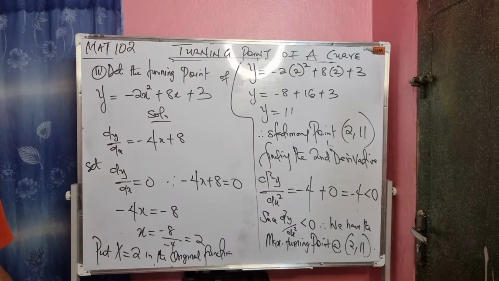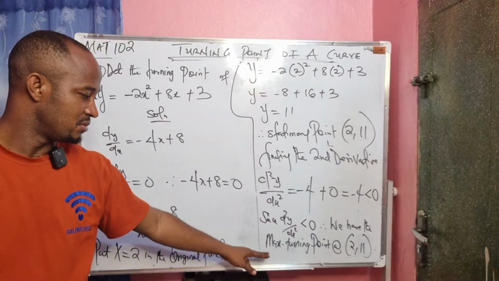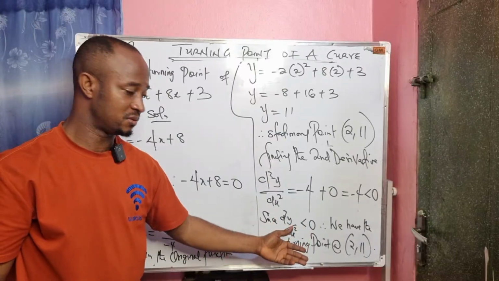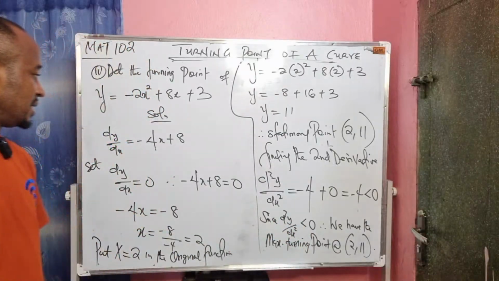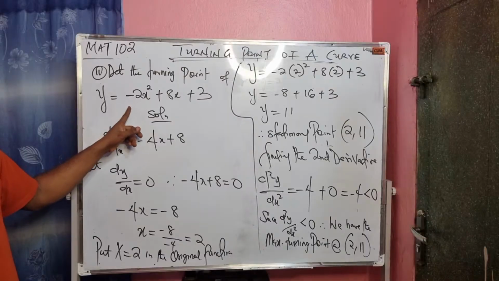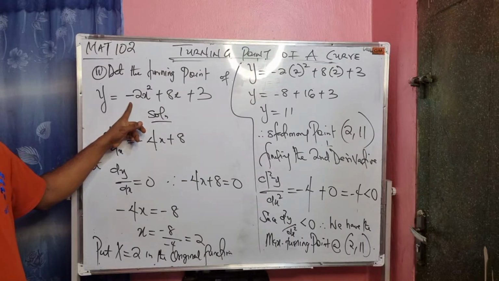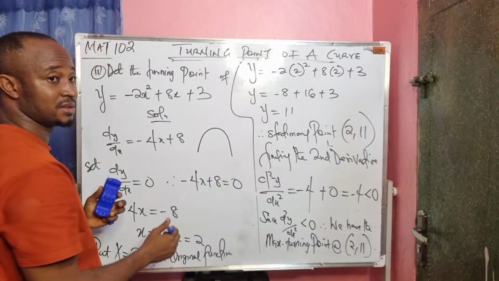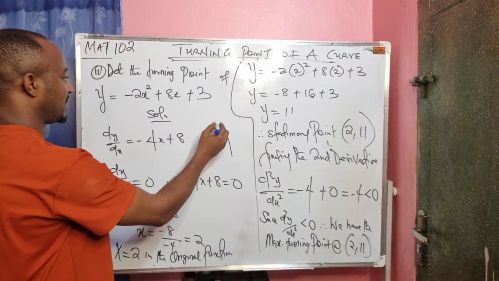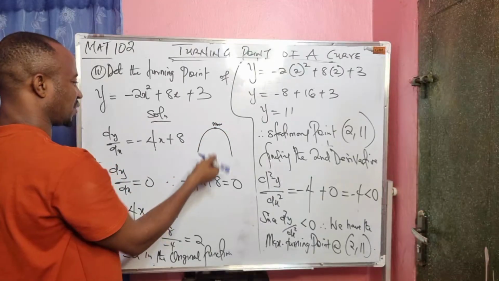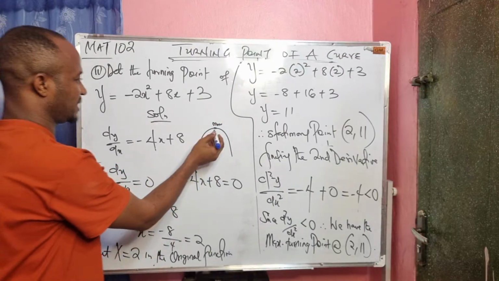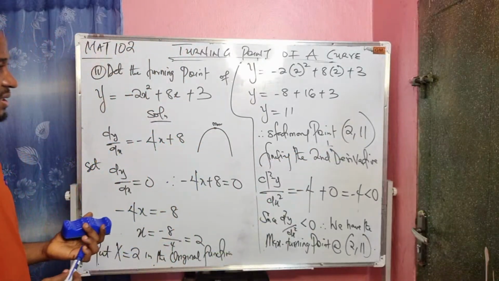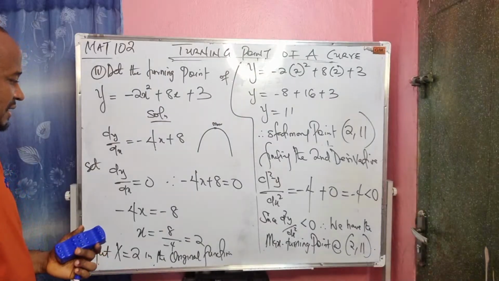Someone said minimum. Why do you say minimum? It is maximum because the second derivative function is less than 0. So we have a maximum turning point. I've always shown you that whenever we have a function like this, the curve will tend to curve this way. Is that not so? So it shows that we have a maximum point here. On the curve itself, that point is (2, 11), meaning when x is 2, y is 11.